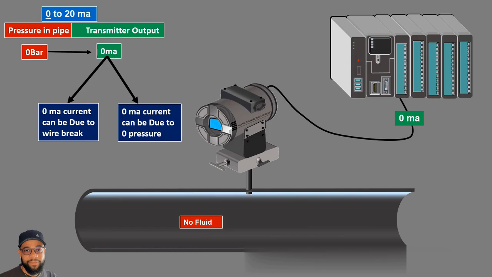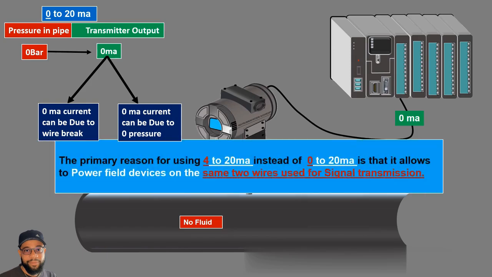But this reason is a secondary reason for the widespread use of the 4 to 20 milliampere signal. The primary reason that 4 to 20 milliampere is used instead of 0 to 20 milliampere is because it allows powering the field devices on the same two wires that are used for transmitting signals. While using 4 to 20 milliampere current signal, since there will be at least 4 milliampere flowing through the loop, the connected instrument can be powered using the same two wires that transmit signals.